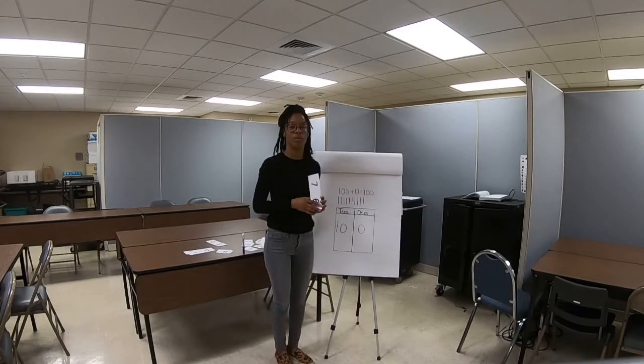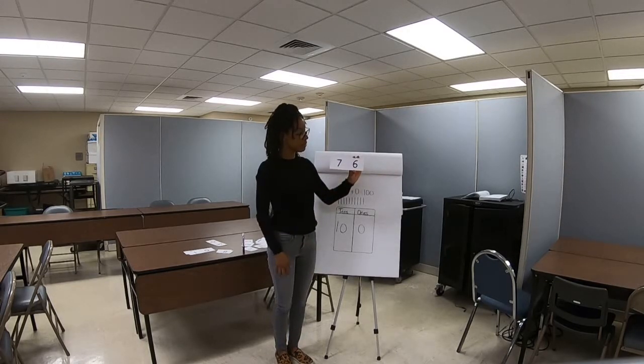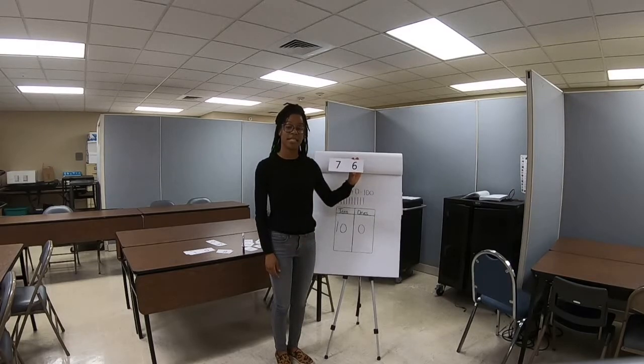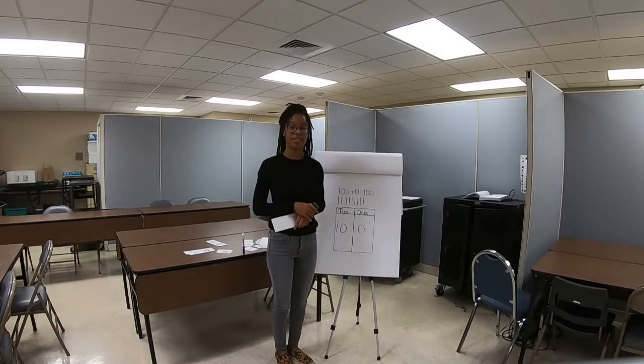So we're going to do one more, and that's 76. How many 10s are in 76? There are 7 10s, and how many 1s are in 76? 6 1s. So 7 10s and 6 1s equal 76.